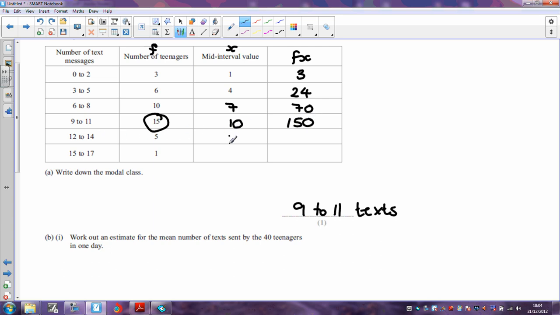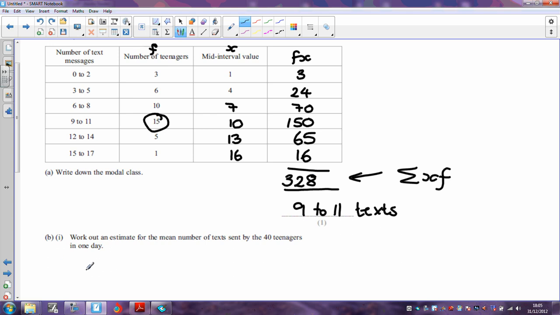12 to 14, well, that means they sent about 13 each. 5 times 13, well, that's 65 texts altogether. And 15 to 17, well, that's about 16 texts each. Only 1 teenager sent that many, so that makes a total of 16. Now, we now need to work out the total of this column. Sometimes it's called the sum of the xf column, or sigma xf. And if we add those numbers together, they come out as 328.